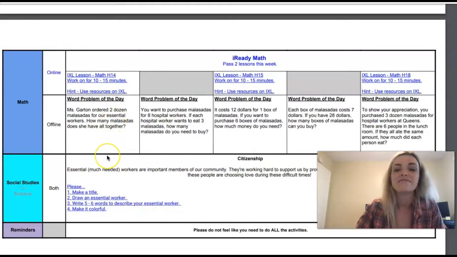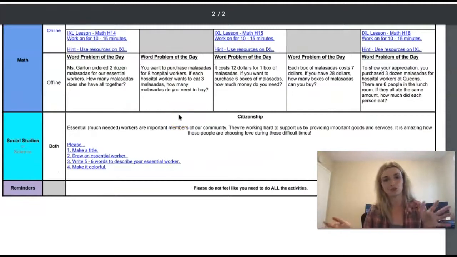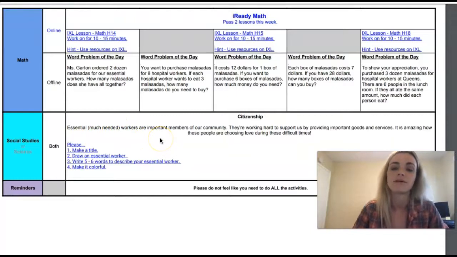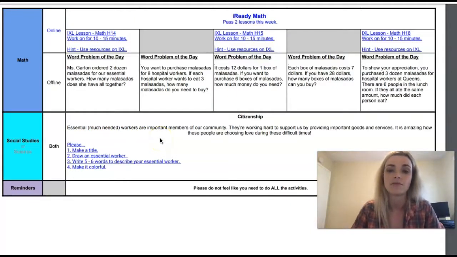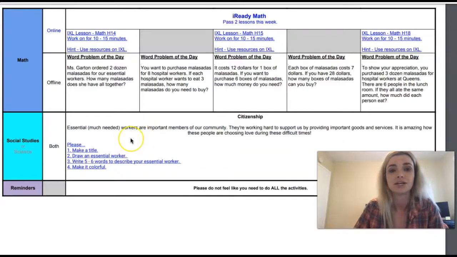Okay. And the very last thing, which we are very excited for, is we are going to be doing a citizenship project this week focused on the essential workers. So essential, which means much needed, workers are important members of our community. They're working hard to support us by providing important goods and services. It is amazing how these people are choosing love during these difficult times. So right now, you may have a parent that's still working, maybe you have an auntie, maybe you have a grandparent that's considered an essential worker. I want you to think about them during this time, okay?